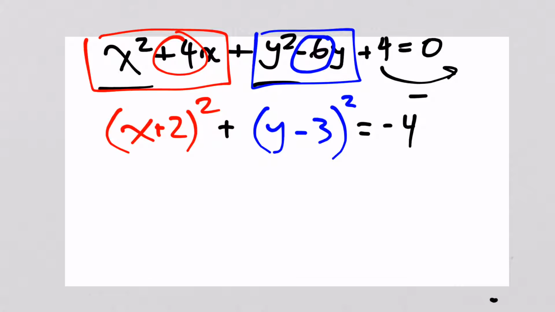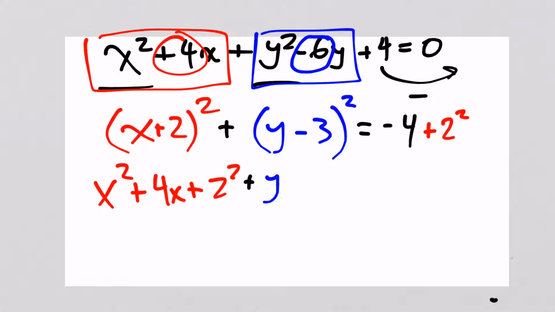But now I need to balance my equation. I need to add what I've added on the left side to the right side. So when I completed x plus 2 quantity squared, picture this expanded. I would get x squared plus 4x plus a 2 times 2, a 2 squared term. So I want to add that 2 squared to the right. And similarly with the blue y expression right here, if I expanded that, I would get y squared minus 6y plus 9. I have added 9 to complete that square, and so I need to add 9, aka 3 squared, on the right as well to balance this equation.